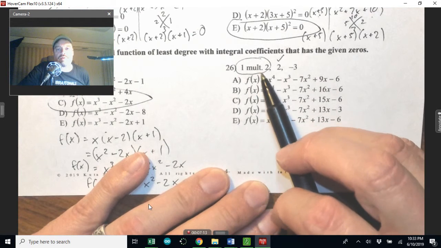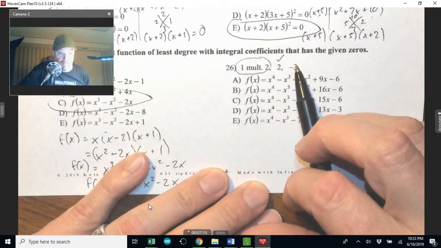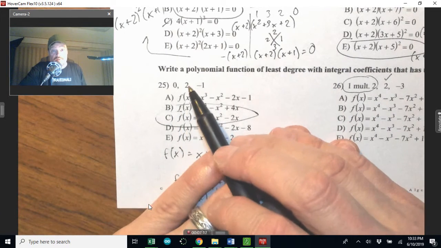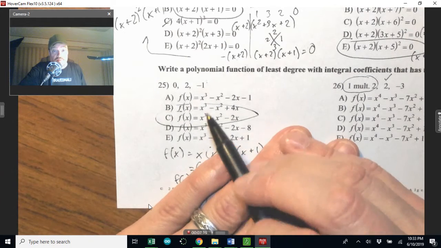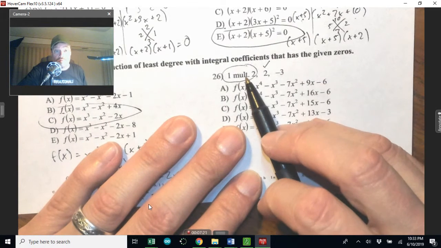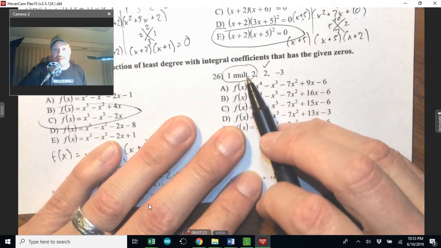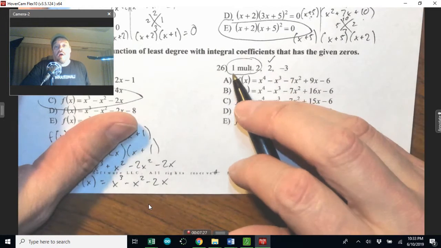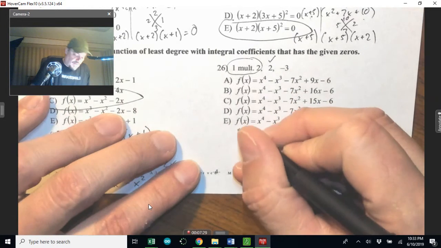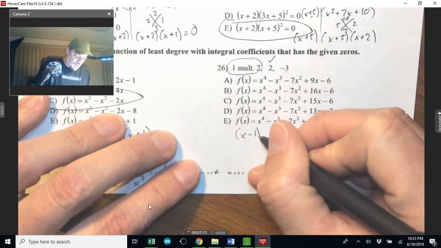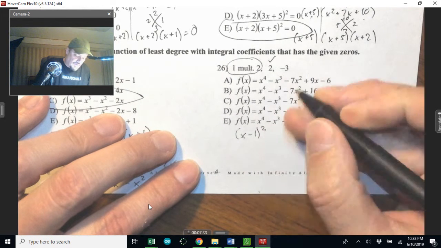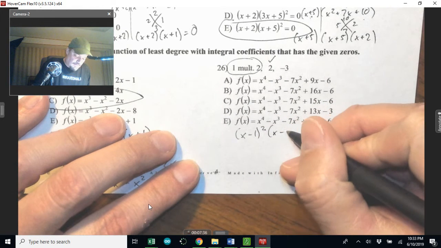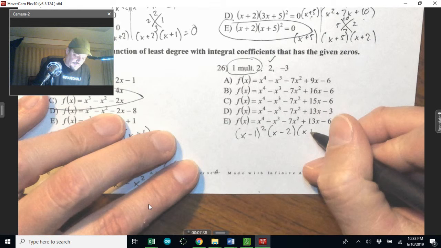Alright, so now this is a little bit more work because with a multiplicity of 2, that's 1, 2, 3, 4 degrees. Okay, over here it's just 1, 2, 3 degrees. So I'm looking at cubics. This is 1, 2, a multiplicity of 2, because there's a bounce here. So 1, 2, 3, 4. So that would be x minus 1 squared times x minus 2 times x plus 3.